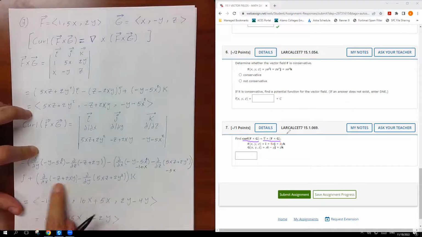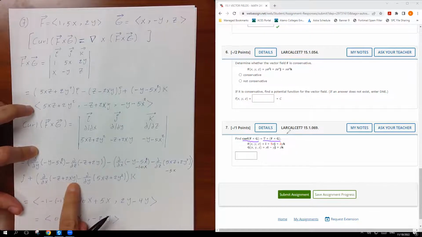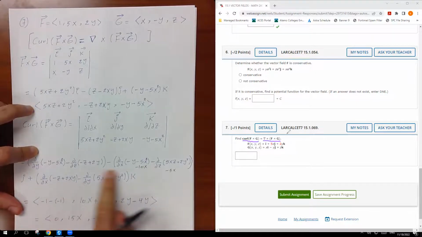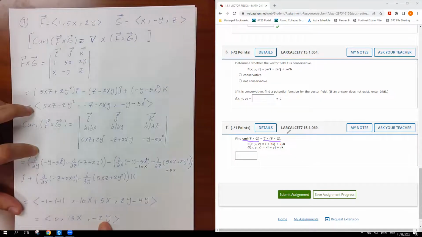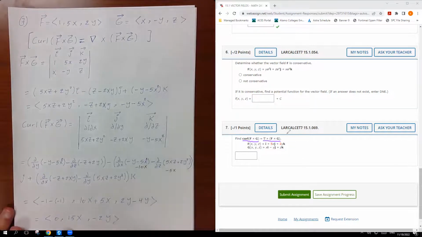Now the derivative of this one with respect to x, this is 0, is going to be 2y. The derivative of this one with respect to y, this is 0, is going to be 4y, so minus 4y. Now combine everything: this is 0, 10x plus 5x is going to be 15x, 2y minus 4y is going to be negative 2y. So this is the curl of f cross g.